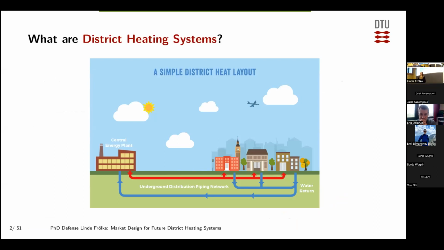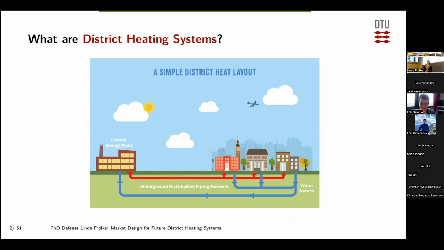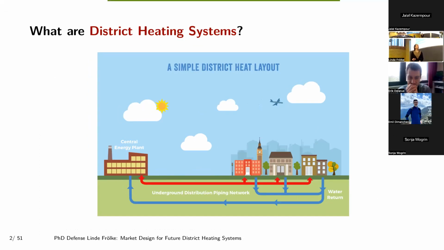So to begin with, what are district heating systems? Those can consist of heat generators, as well as consumers of heat, and possibly also heat storage. And these are connected by an underground piping network, where a supply network transports hot water from generators to consumers, and the cold water is returned back in a return network.